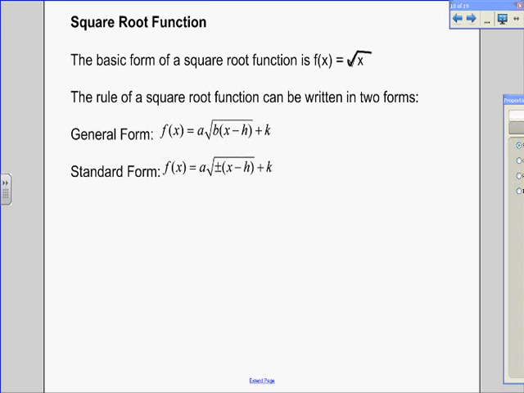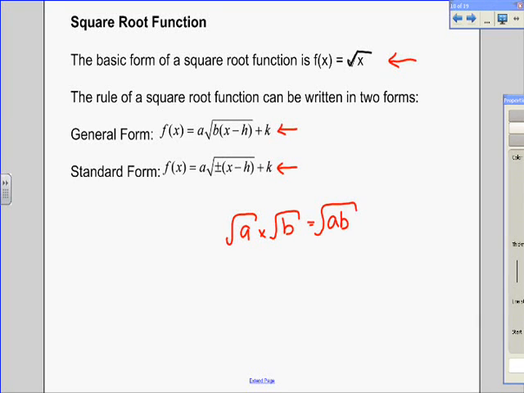It's this function right here. So the rule of a square root function can be written in two different ways. This format we've actually worked with already, and if you watch the videos about parameters, a, b, h, and k are the parameters we've worked with so far. We can also change our form to this, and we're doing that by using this property, which we talked about in our last video.